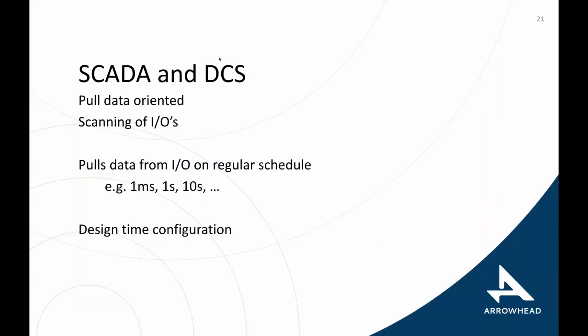SCADA and DCS systems rely on thinking that they always ask for data. They are so-called pull-oriented. So they are scanning the sensors and actuator points that they are connected to. They're scanning the items.